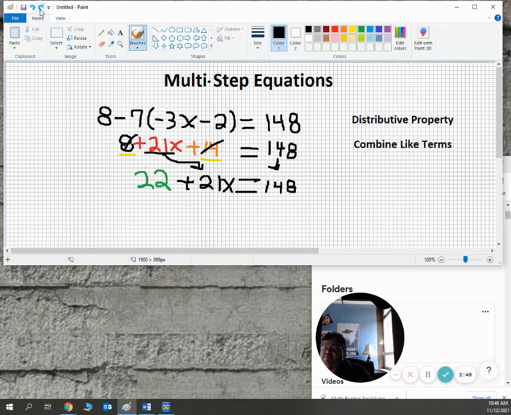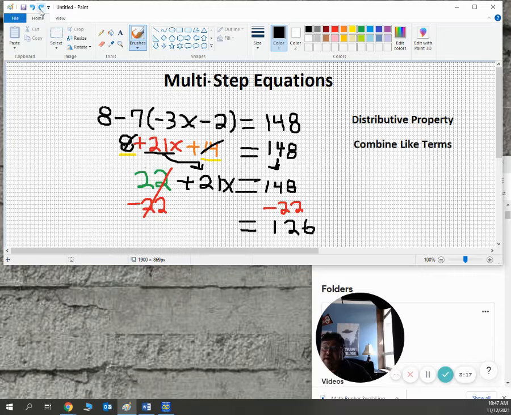So first I'll take care of the 22. It's a positive 22. Its opposite is negative 22. So 22 take away 22 vanishes, it's gone. Okay, now we want equations to balance. What we do on one side of the equal sign, we do the same thing on the other side of the equal sign. Since I subtracted 22 on the left side of the equal sign, I will subtract 22 on the right side of the equal sign, and that will leave me with 126.